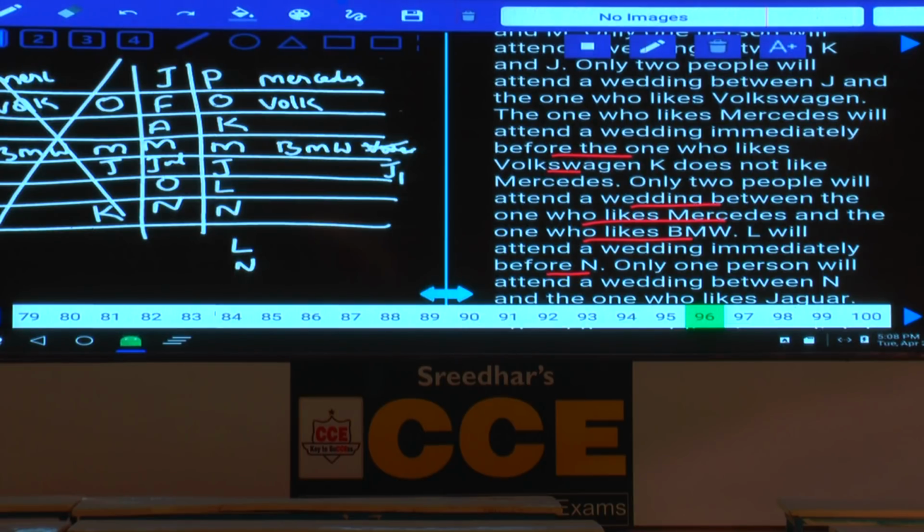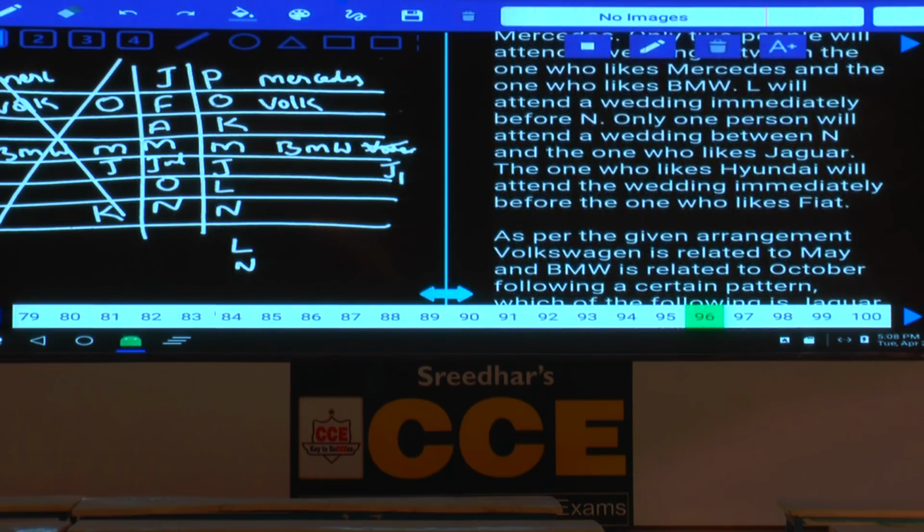Then, as P is the person left over, only one person will attend a wedding between N and the one who likes Jaguar. N and the one who likes Jaguar, there must be exactly one person. And who is the person that likes Jaguar? The person who likes Jaguar is J. Then the one who likes Hyundai will attend the wedding immediately before the one who likes Fiat. Hyundai is immediately before Fiat. The one who likes Hyundai must be in the month of October, and Fiat must be in the month of November. And which car is left over here? Audi is the car left over, and it is liked by K.